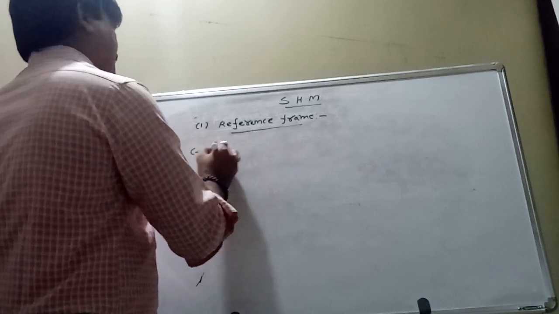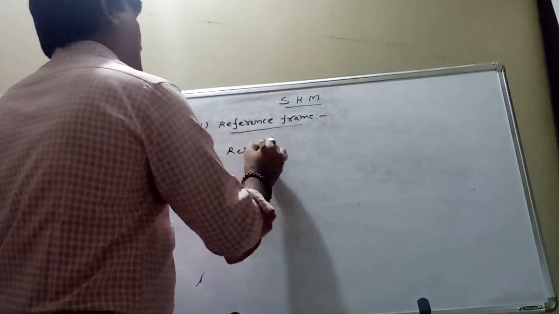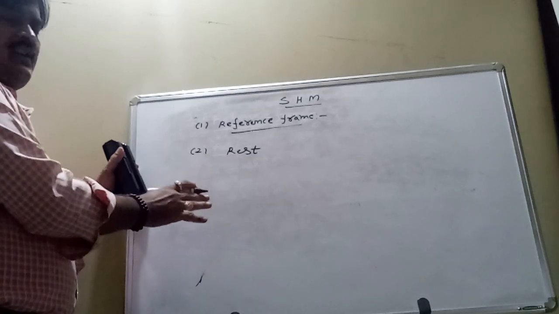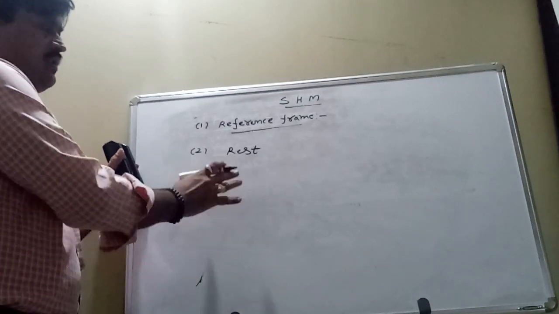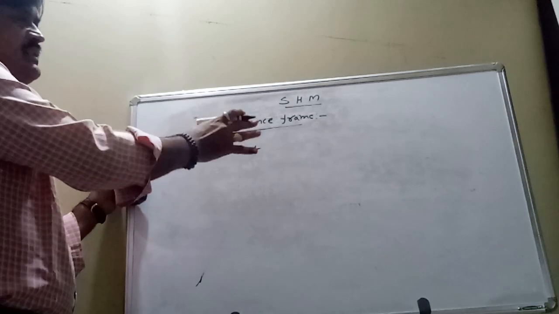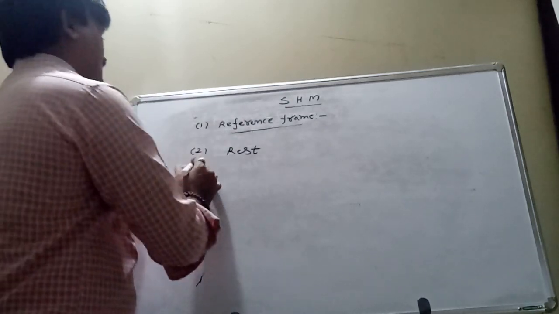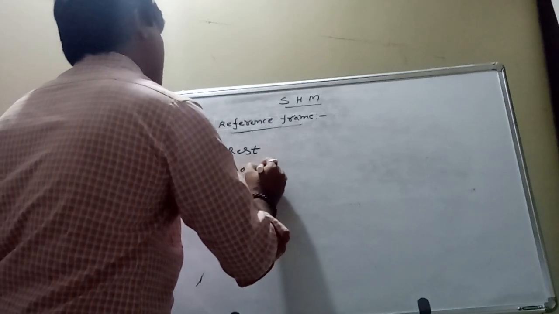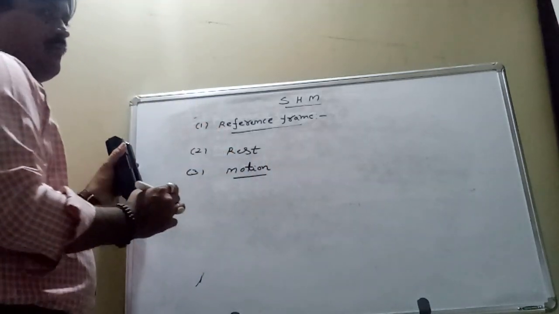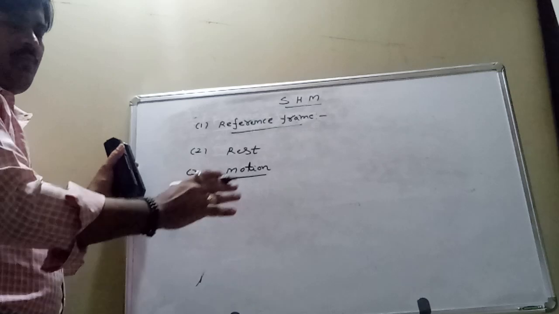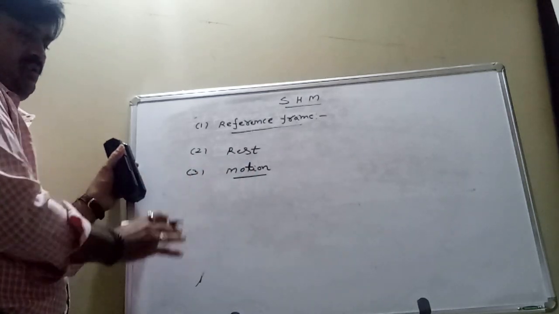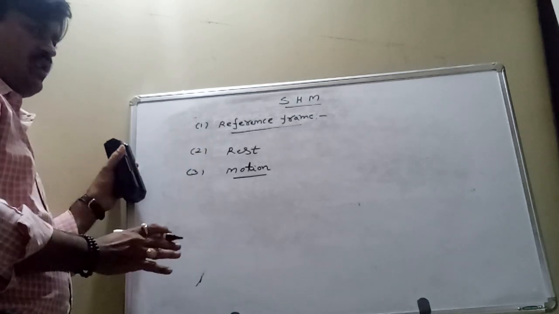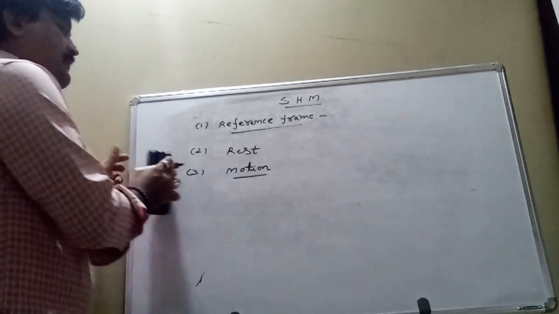Second, rest. With respect to the reference frame, if the particles do not change with time, that is called rest. So board is at rest, table also at rest, wall also at rest. Third one, motion. With respect to the reference frame, if the particles change from one place to another place, that is called motion. So two-wheelers, three-wheelers, a man moving east or west, that is motion.